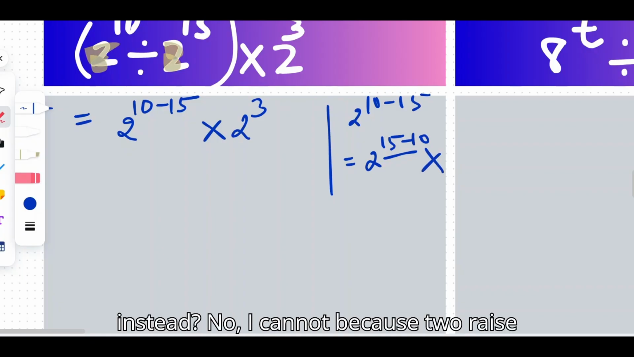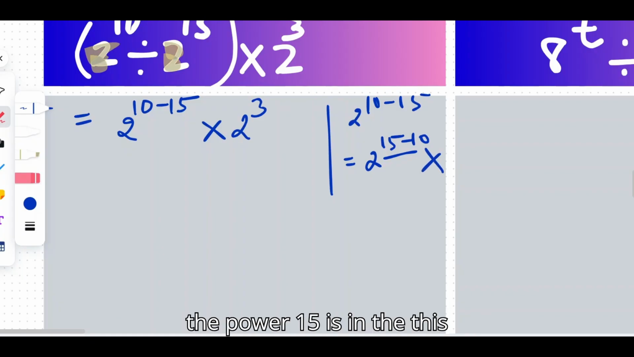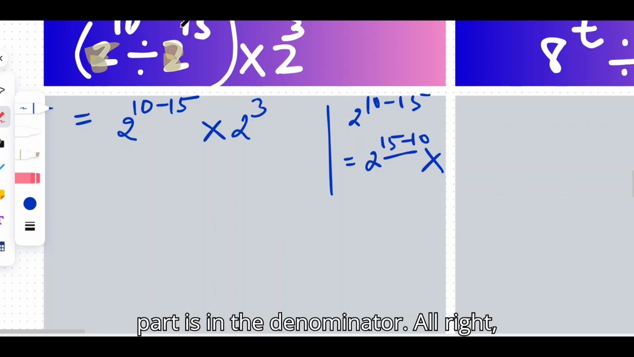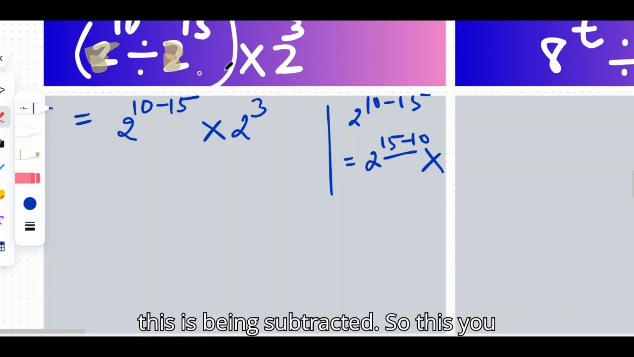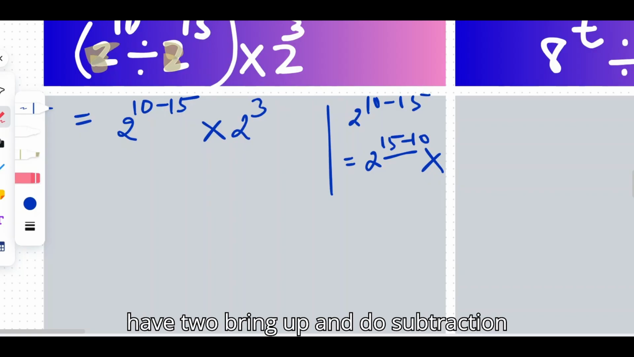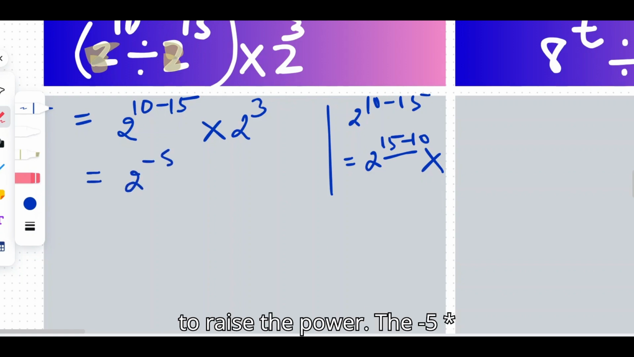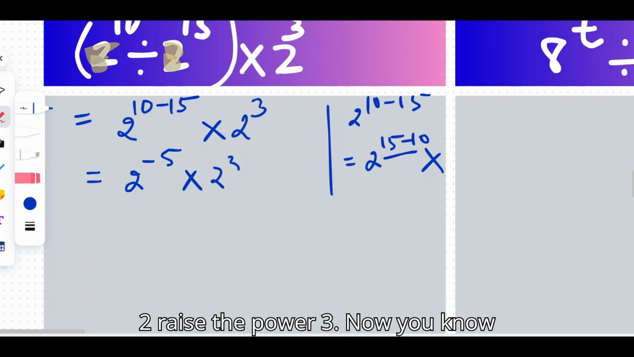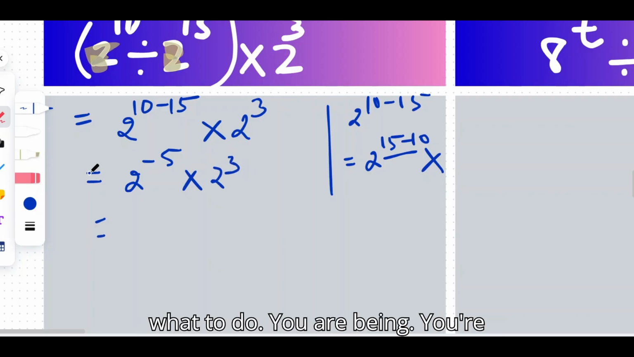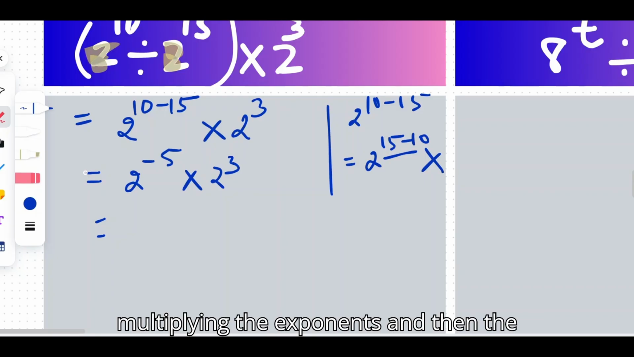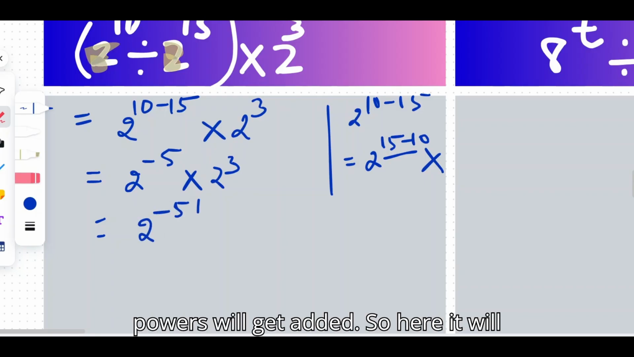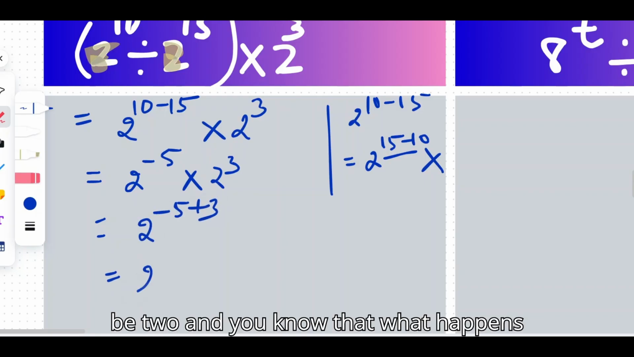No, I cannot, because 2 raised to the power 15 is in the denominator. This is being subtracted. So you have to bring this up and do the subtraction from 10. So this answer is 2 raised to the power negative 5 times 2 raised to the power 3. Now you know what to do. You are multiplying the exponents, and then the powers will get added. So here it will be minus 2.